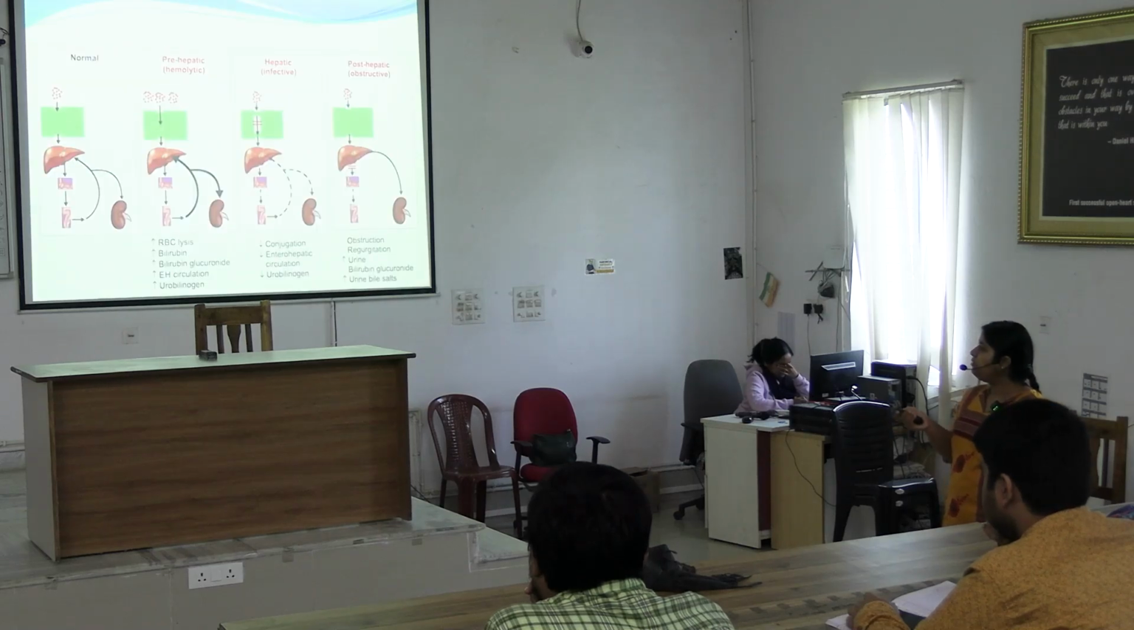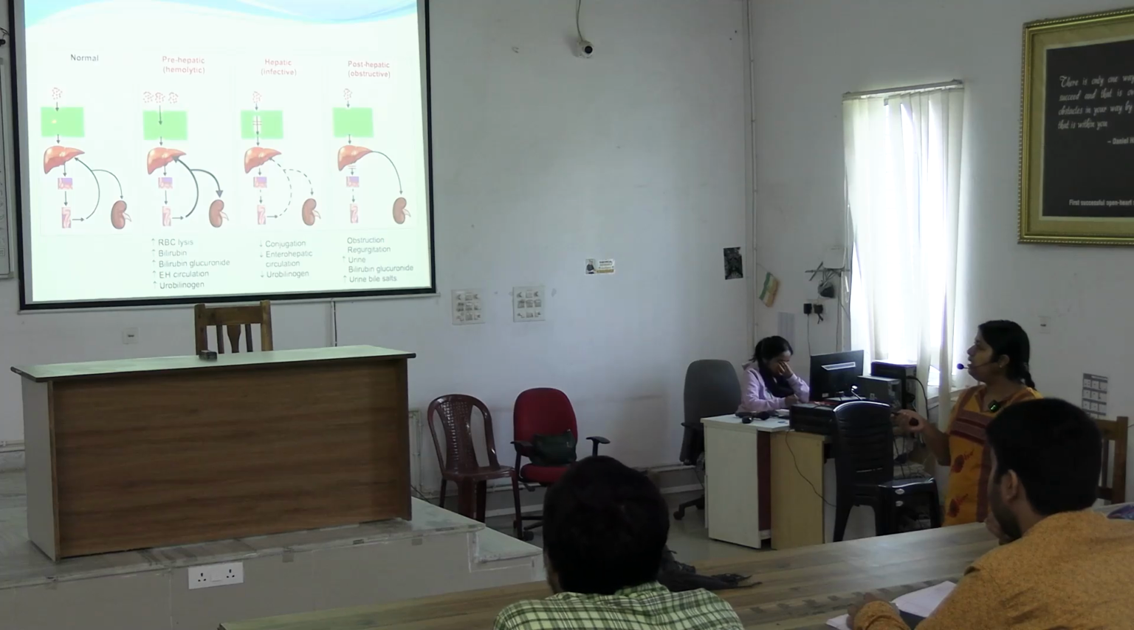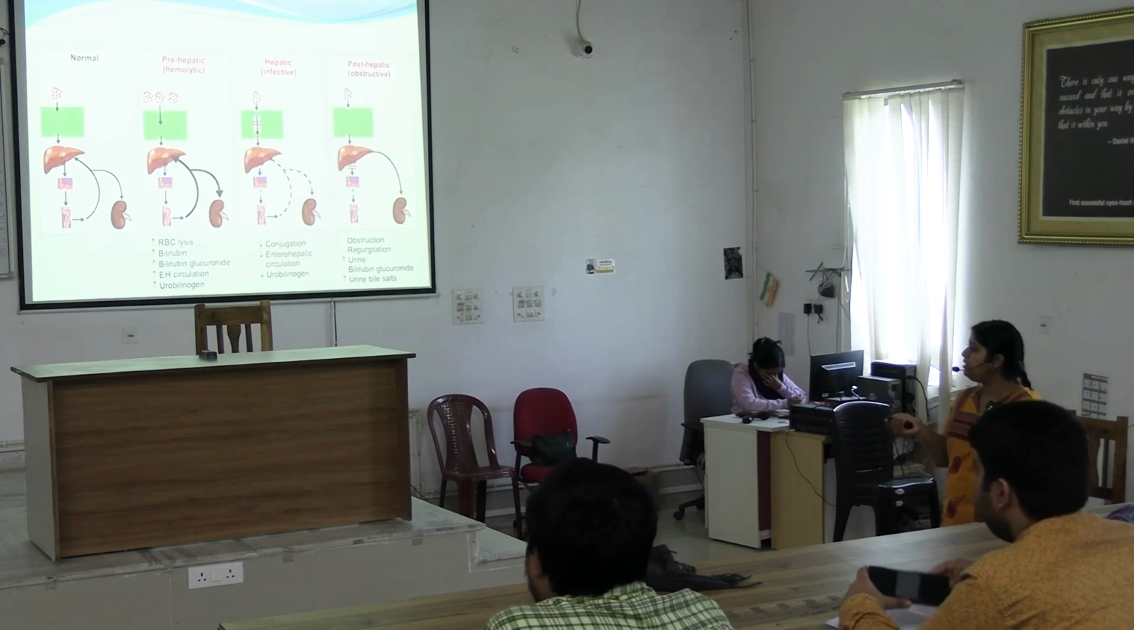So, see, in case of normal bilirubin metabolism, RBC lysis occurs and bilirubin is produced and comes to the liver, then it gets conjugated and excreted into the intestine.